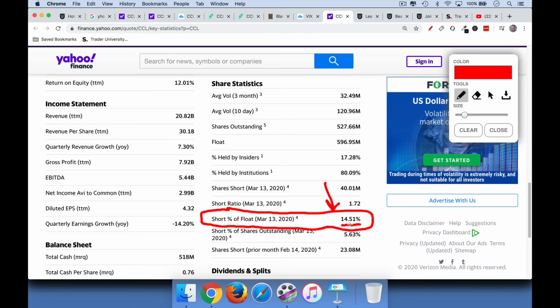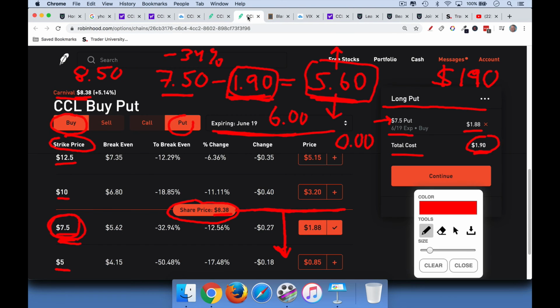14.51%, which means that almost 15% of all the tradable shares are sold short. So this is a name that a lot of people are betting is going to go down. And so it becomes expensive to short sell the stock. You have to borrow the stock in order to short sell it. And so one way around that, which is not really a way around it, is you can buy the put options, but the put options are expensive as well because markets are fairly efficient.